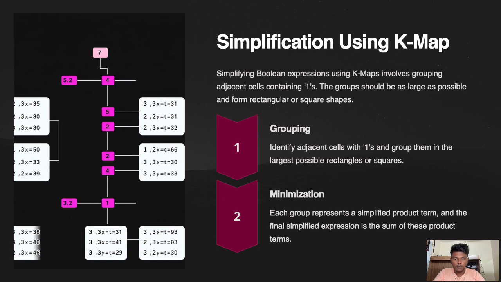Simplification using K-map. Simplifying a Boolean expression using a K-map involves grouping adjacent cells containing ones. The groups should be as large as possible, in rectangular or square shapes. Grouping: identify adjacent cells with ones and group them in the largest possible rectangles or squares. Minimization: each group represents a simplified product term, and the final simplified expression is the sum of these product terms.